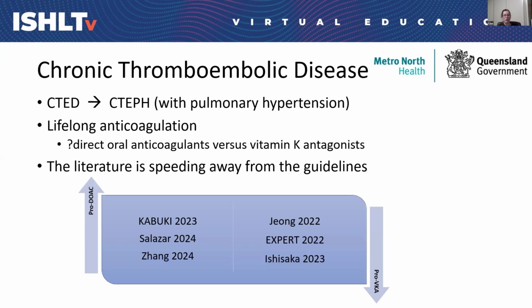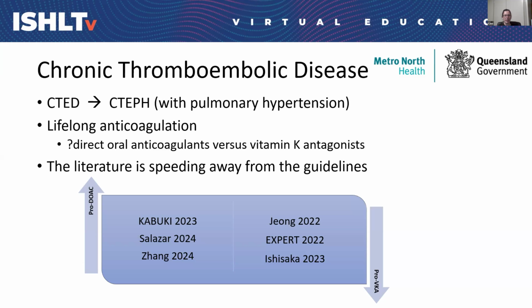Next, we have chronic thromboembolic disease, which has already been wonderfully explained. And for the purposes of recommendations, is delineated into chronic thromboembolic disease, or CTED, and chronic thromboembolic pulmonary hypertension, or CTEPH. The diagnosis of either condition requires lifelong anticoagulation, but the question remains as to whether the vitamin K antagonists such as warfarin or direct oral anticoagulants are the agents of choice. A roller coaster begins in 2022 with the EXPERT trial that showed similar bleeding rates but higher thromboembolic rates with direct oral anticoagulants when compared to warfarin in CTEPH patients.